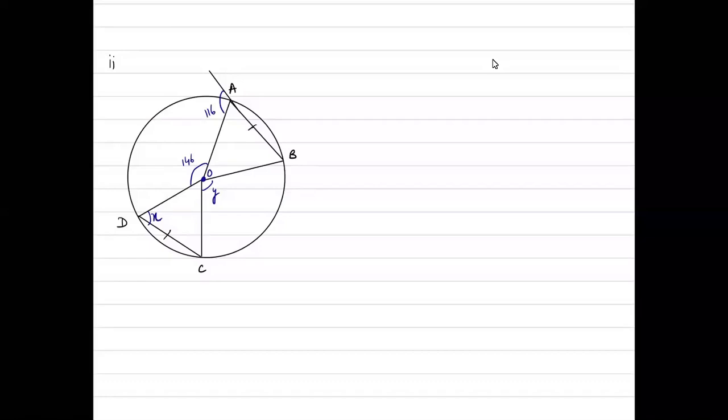You have been given triangle AOB and DOC. These two lengths are equal, and this is DO and OC is the radius. Similarly, AO and OB is the radius. So that means that the two triangles are congruent. So the corresponding angles are going to be equal and the corresponding lengths are equal.